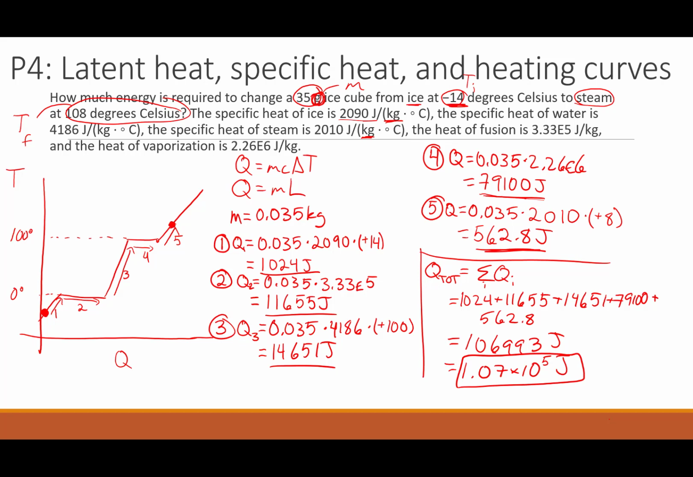That's the hardest possible heating curve problem you can get, because you had to do 3 temperature changes and 2 phase changes. But the setup is pretty straightforward. Just find the heats for each section on the heating curve. Sketch out your heating curve. And that's that. Those are our problems.